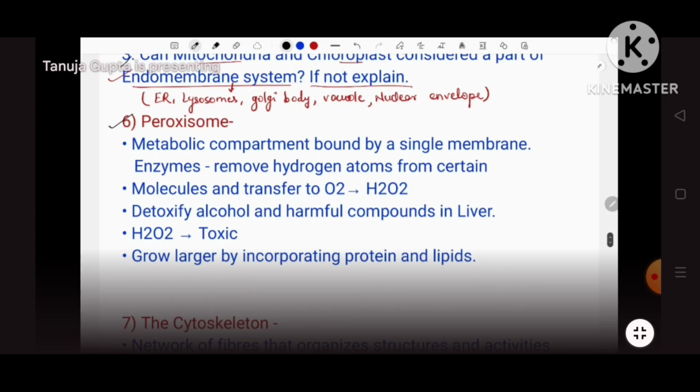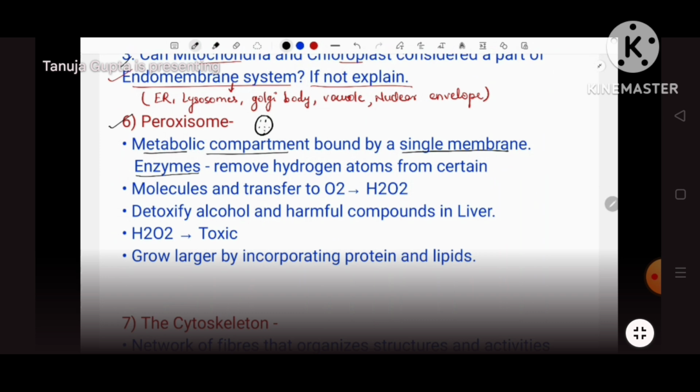Now the next organelle, which is peroxisome. Okay, so what is peroxisome basically? They are metabolic compartments bound by a single membrane. Okay, you have to mention, remember, it is a single membrane bound organelle. They have certain enzymes.